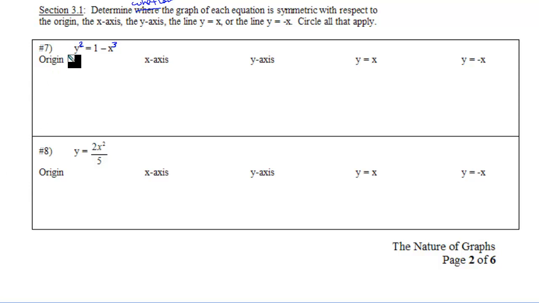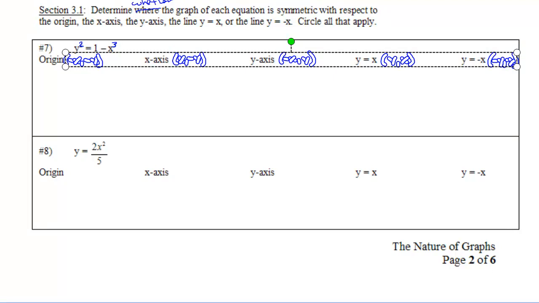Origin. For the origin, you're going to use a negative x and a negative y for x and y. For the x-axis, you're going to use an x and a negative y. For the y-axis, you're going to use a negative x and a y. For the line y equals x, y is x, x is y. Y equals negative x, you get negative y and negative x.